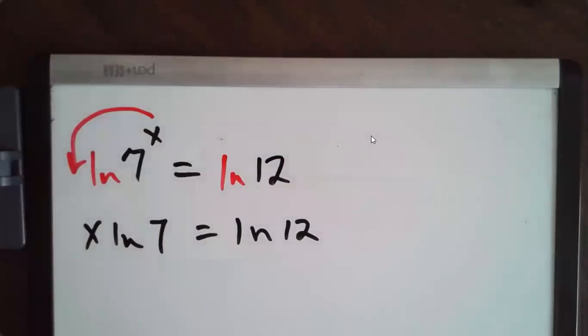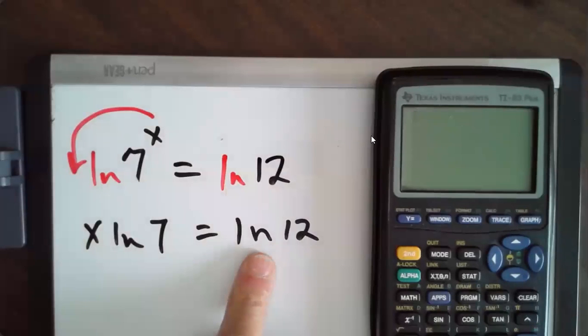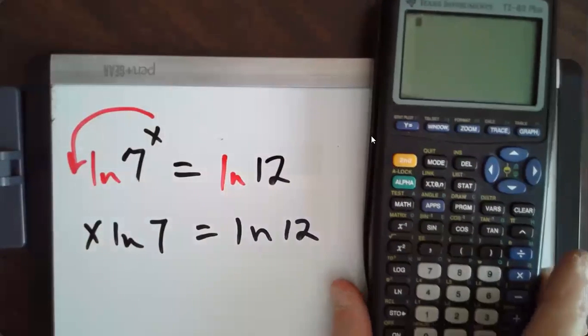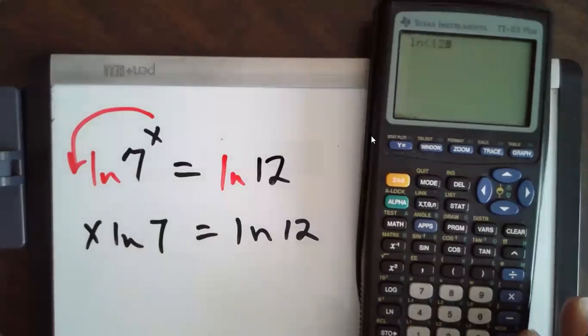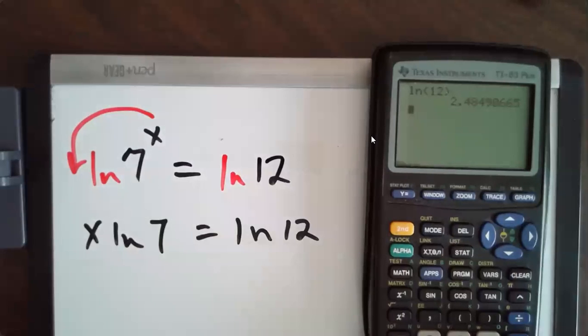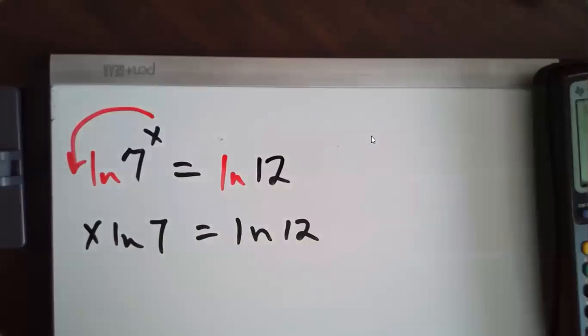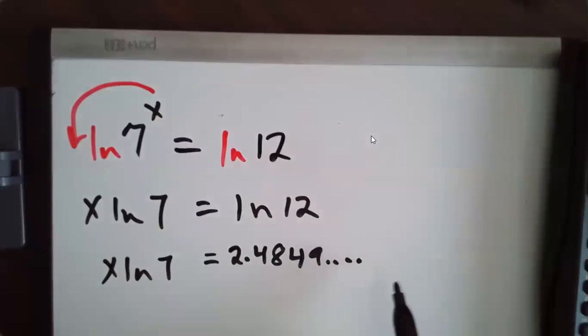Since none of these are required to be in exact form, at this point I like to go ahead and find what natural log 12 is. Natural log is right here, ln. So we hit ln 12, close the parentheses, and hit enter, and we get 2.4849 dot dot dot, and it keeps going. It's irrational. So now we have x ln 7 equals 2.4849 and some change.